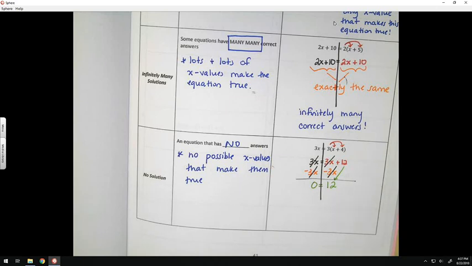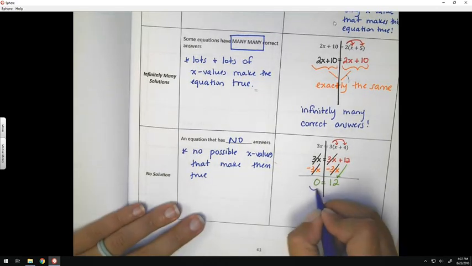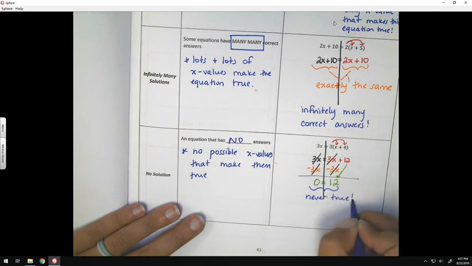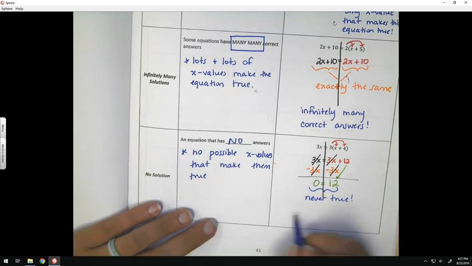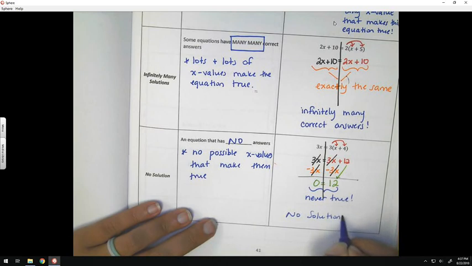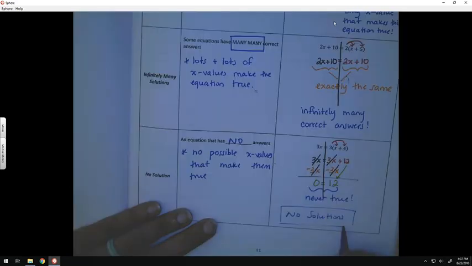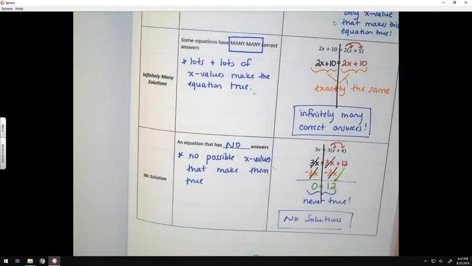Well, the number 0 is never going to equal the number 12. Never, ever, ever. No matter what you do, 0 is never going to equal 12. So we would say that there are no solutions to this equation because there are no numbers that would ever make this equation true, that would ever make it so 0 would equal 12.